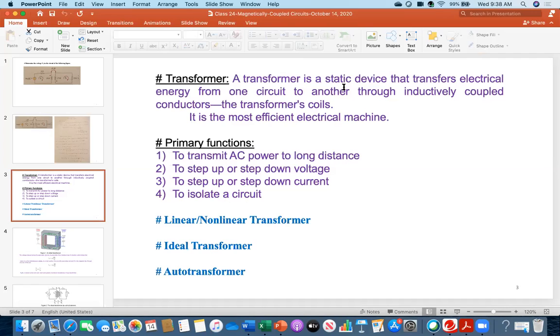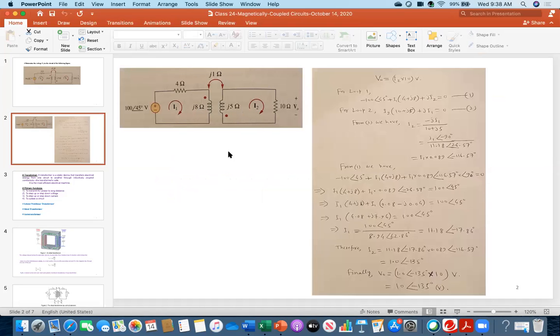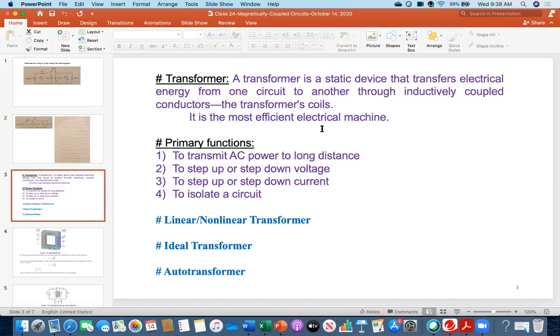There are no rotational parts, no movement. There is only a left side coil and a right side coil. They are fixed, not moving. There is no shaft or rotating parts. So that's why it is the most efficient. When you go to the energy conversion class, EEC 420, at least those who are electrical majors will definitely take that course, we will be solving some problems. Always you will notice for a transformer, efficiency is 98%, 99%, at least more than 95%. That's why it is called the most efficient electrical machine.